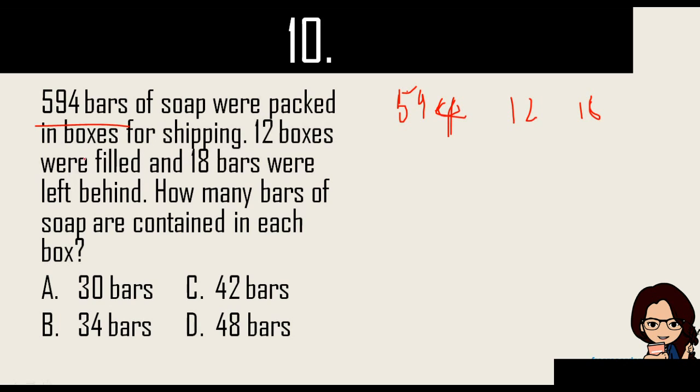594 bars, okay? Ito yung total. Yan yung total na yan, all in all. Ngayon, meron 12 boxes na napuno, may 18 bars na tira. Ang hinahanap ninyo kung ilan yung bars per box. So, ang first step na gagawin mo, this is actually backtracking if you think about it. Meron kang 18, you start with the 18 bars of soap. Kung hindi alam yung backtracking, you can watch the videos before. 18 bars of soap yung natira.